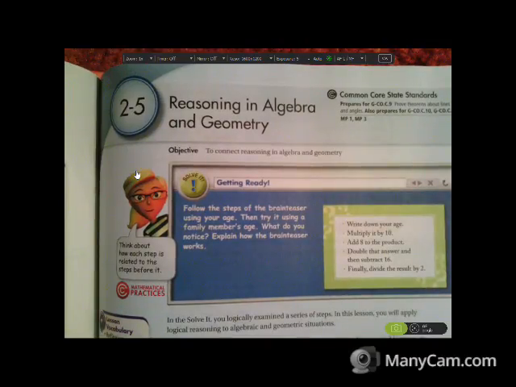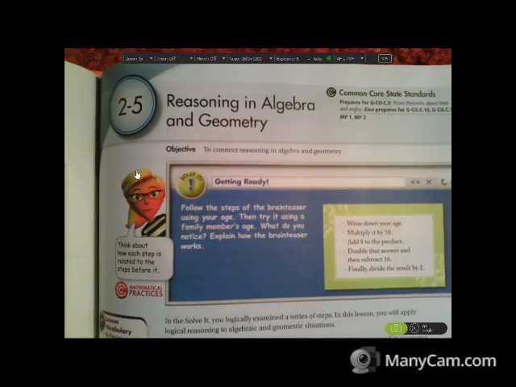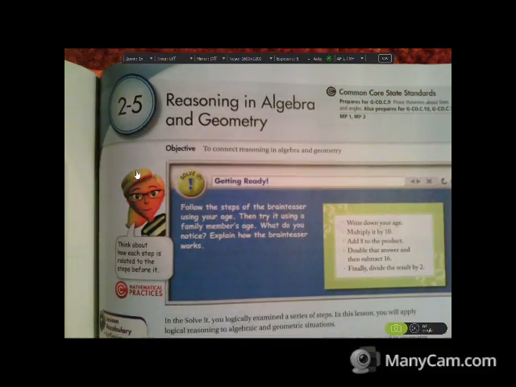Alright, we are in section 2.5, Reasoning in Algebra and Geometry. Alright, so let's look at the solve it. It reads, follow the steps of the brain teaser using your age. Then try it using a family member's age. What do you notice? Explain how the brain teaser works.